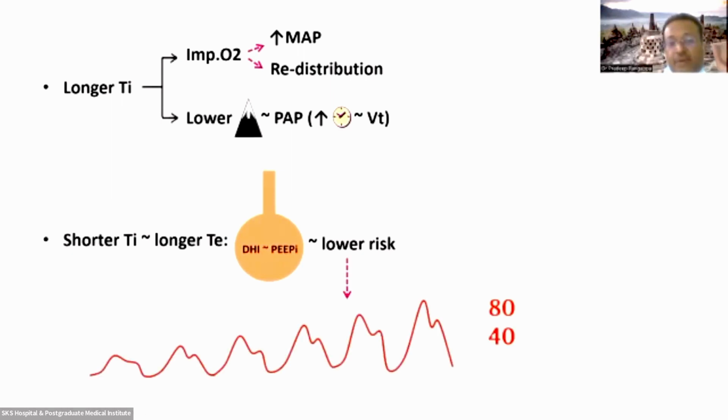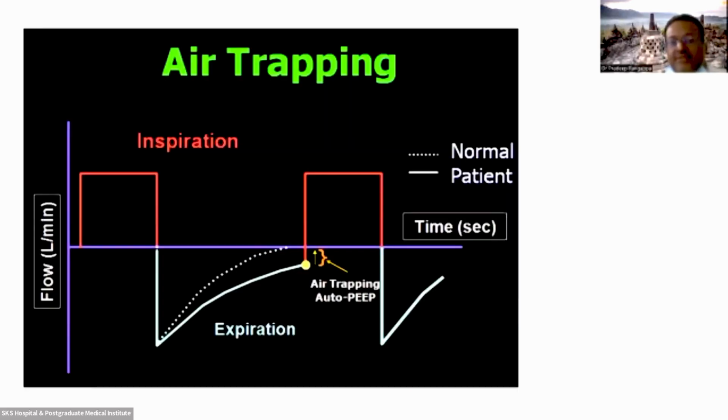And a longer expiratory time will also mitigate the hemodynamic instability that happens because of the increase in dynamic hyperinflation that tends to set in. And as I said, most of the trainees would know, when we call it air trapping, you have to look at the flow time scalar. Because there is inadequate time for the expiration to be completed, there is this air trapping, which we call auto PEEP, that tends to set in.